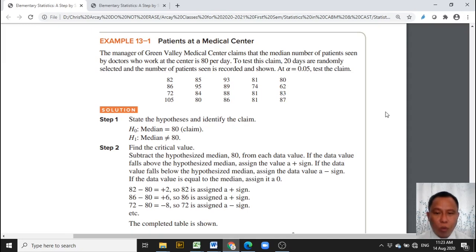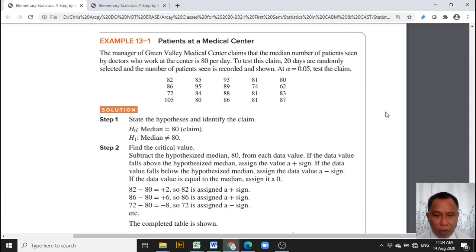The example that we'll be using for the sign test for less than 26 samples is example 13-1 entitled Patients at a Medical Center. The manager of a Green Valley Medical Center claims that the median number of patients seen by doctors who work at the center is 80 per day. To test this claim, 20 days are randomly selected and the number of patients seen is recorded and shown. At alpha equals 0.05, test the claim.